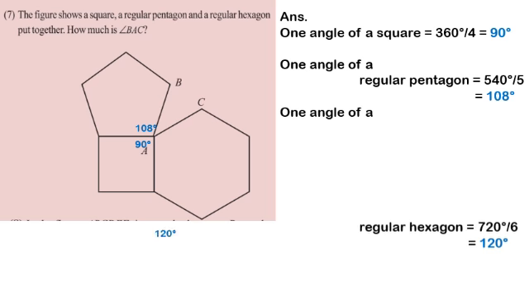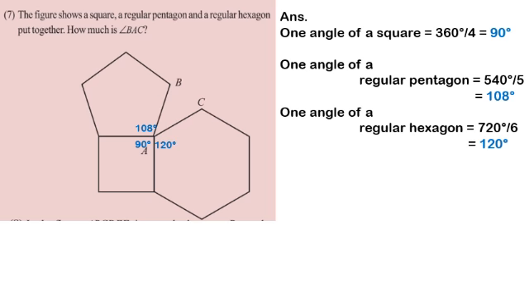Similarly, one angle of a regular hexagon is 720 by 6, that is 120 degree. Okay. And what is the angle around a point? Yes, angle around a point is 360 degree. We have to find angle BAC.